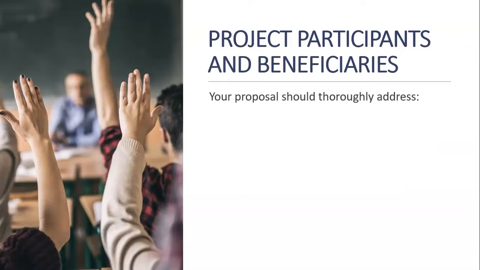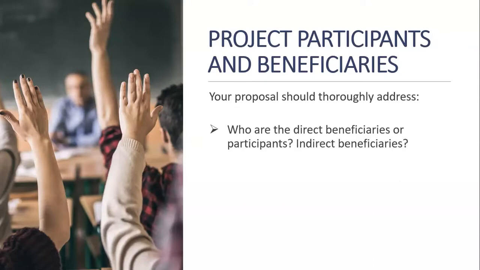Project participants and beneficiaries. Your proposal should thoroughly address who are the direct beneficiaries or participants and who are the indirect beneficiaries. Direct beneficiaries are the active participants in your project, whereas indirect beneficiaries gain something from your project through a secondary means. For example, if you educate 20 participants about voting rights and election transparency, how many people will you then encourage them to go and spread this knowledge to? The people your participants go on to teach or impact are the indirect beneficiaries. This is known as the multiplier effect.